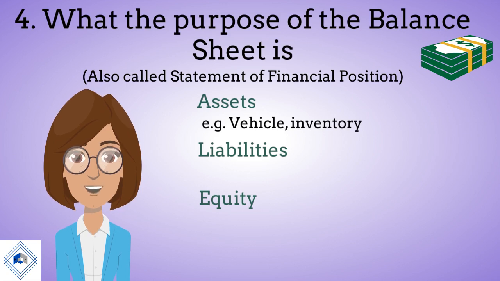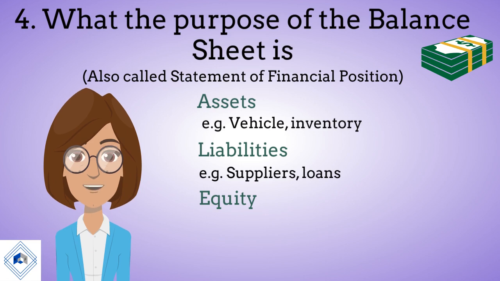A liability is what the business owes and results in the outflow of income or benefits from your company. Examples are suppliers that you will have to pay or a loan repayment. Equity is the funds that the owners have invested in the business.